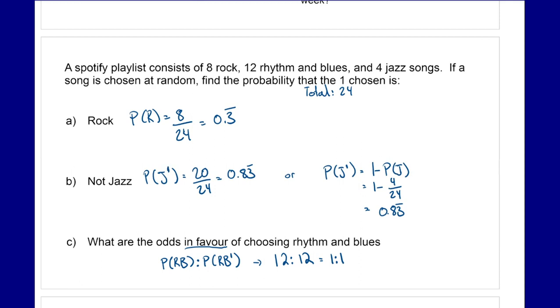Then, what are the odds in favor of choosing rhythm and blues? We set up our ratio, the probability of rhythm and blues to the probability of not rhythm and blues. Because we're looking at in favor, the probability of getting it should be first. Or you could look at the parts. How many parts of our playlist are rhythm and blues? There are 12, compared to 12 parts that are not rhythm and blues, which you could reduce to 1 to 1. So the odds are 1 to 1 in favor of choosing rhythm and blues, which works out to 50%. So the odds in favor are 1 to 1. And if we wanted to look at a probability, which is a different question, it would be a 50% chance that we chose rhythm and blues.